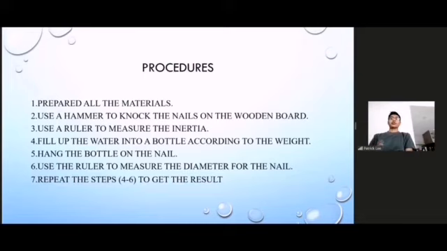Procedure. First, prepare all the materials. Second, use a hammer to knock the nail into the wooden board. Third, use a ruler to measure the initial position. Fourth, fill up the water into a bottle according to the weight. Fifth, hang the bottle on the nail. Sixth, use the ruler to measure the displacement of the nail. Seventh, repeat steps 4 to 6 to get the results.